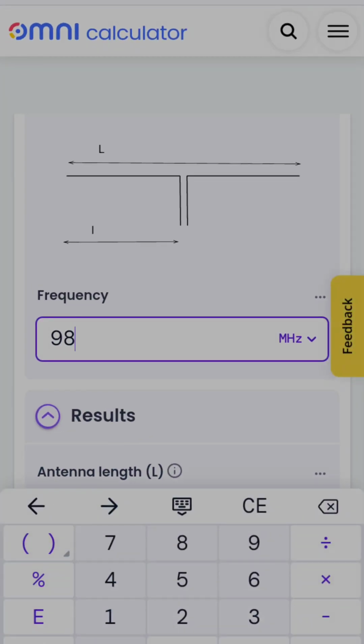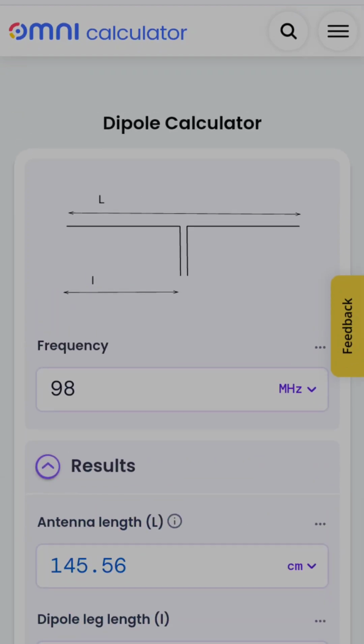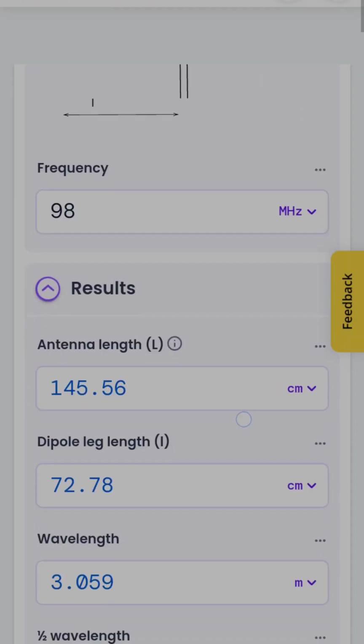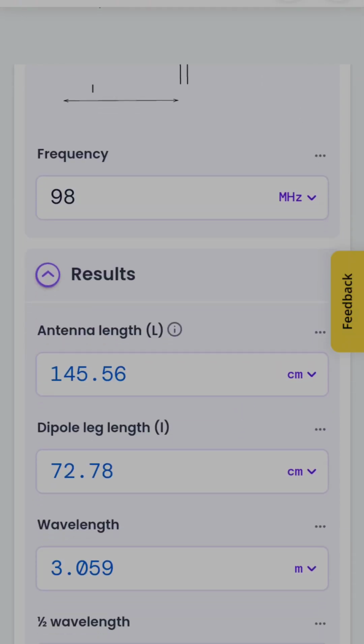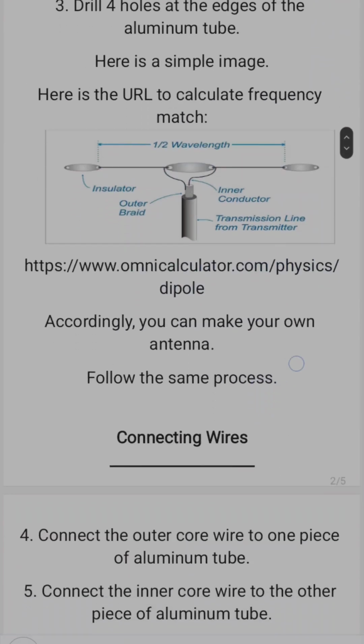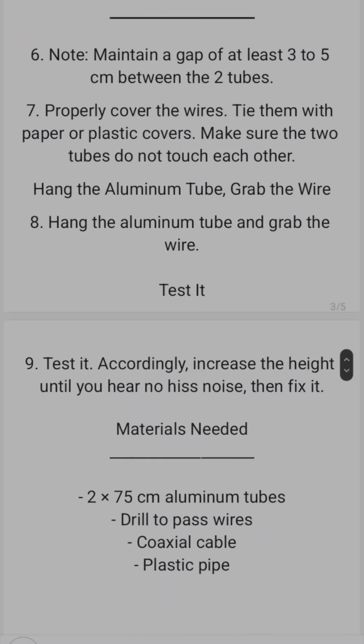So if you go to the Omni calculator, it is the site to calculate the dipole. If I give the frequency 98, it shows the antenna length should be 145.56, and the dipole leg length, so each dipole should be like 72. So I said 75, of course it is good, no issues, and just do it, follow all the notes.